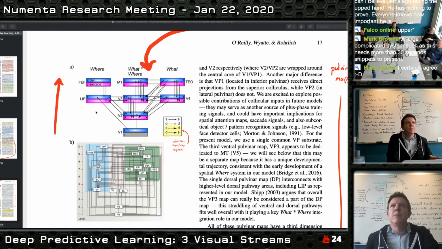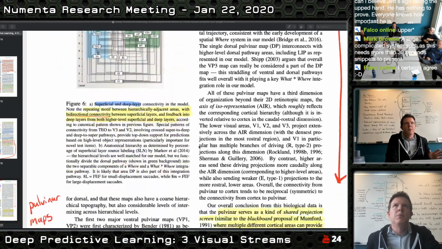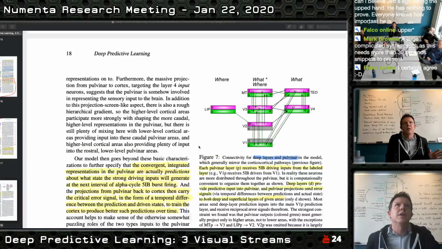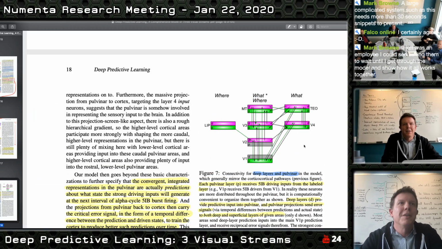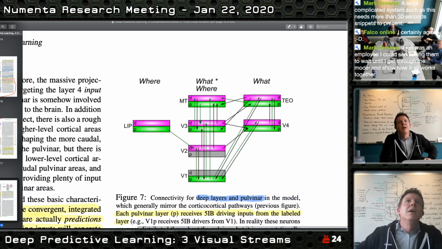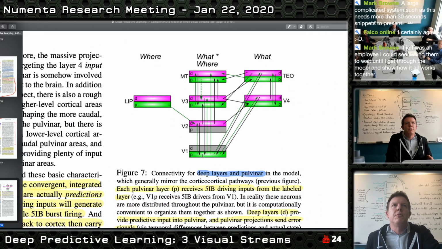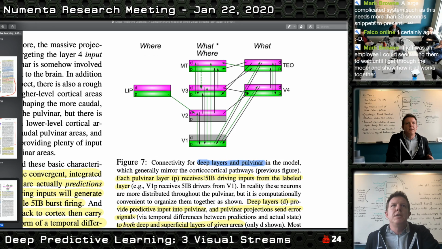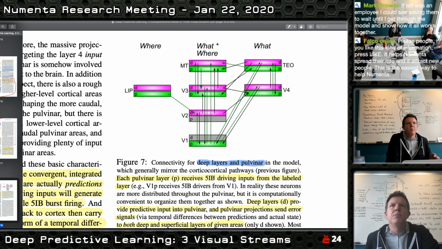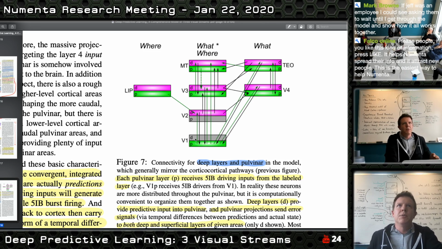Okay. So this diagram is all cortical, and this shows how they connected up their different regions in their hierarchy. The dotted ones are superficial to deep and vice versa. The pulvinar comes in this diagram. So this is a little tricky. Can I make this bigger? Yeah. So we've got deep and pulvinar in V1, for example. Each pulvinar layer receives 5.1b driving inputs from the deep layers it's associated with. So this is a little bit backwards.